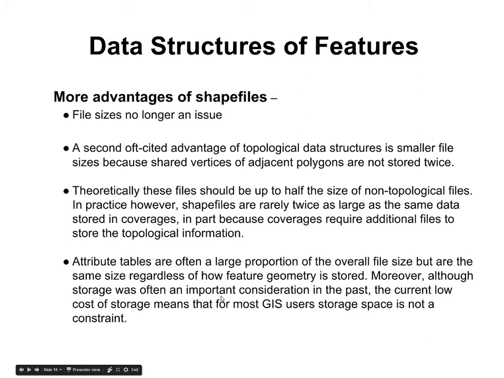That doesn't happen. So even though people said that the coverage would be smaller, the shapefile was by no means twice the size, just because it stored things twice. It didn't store everything twice, by the way, just coincident features.